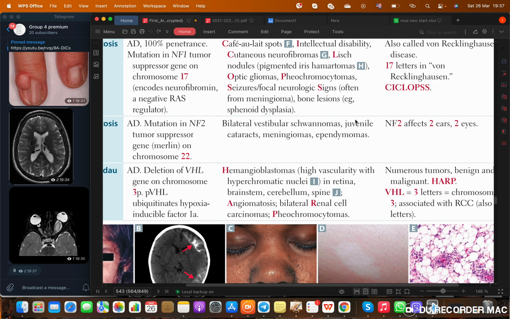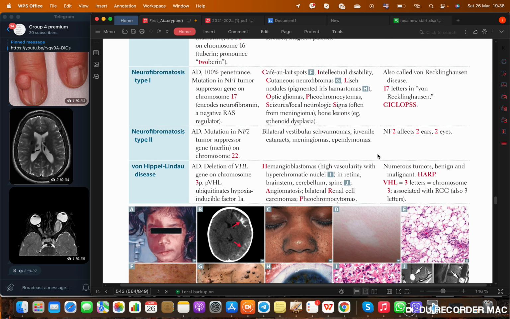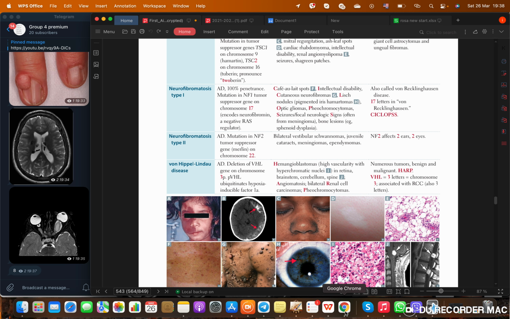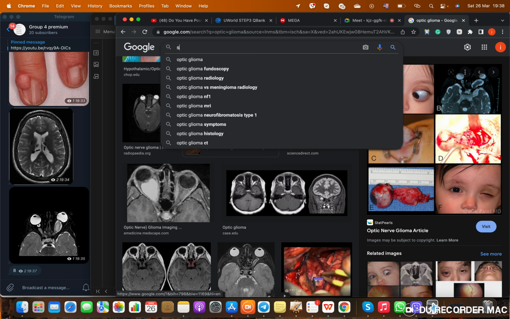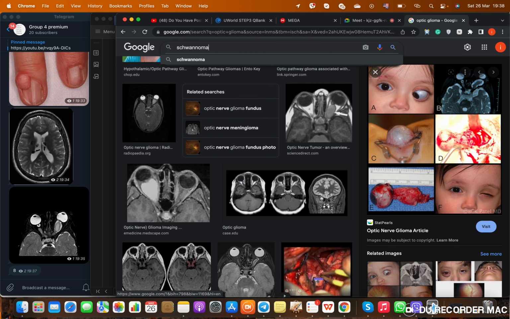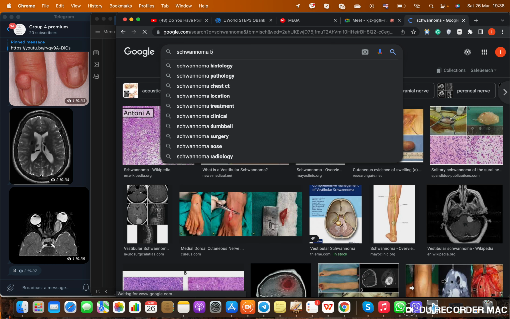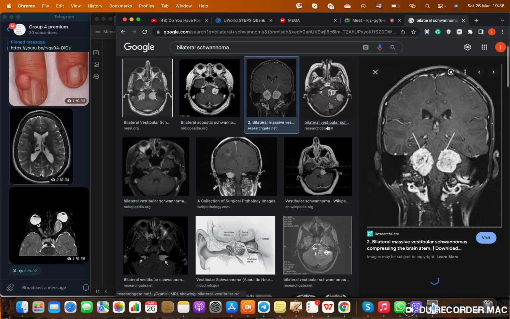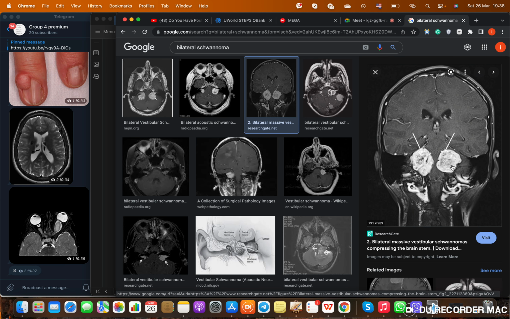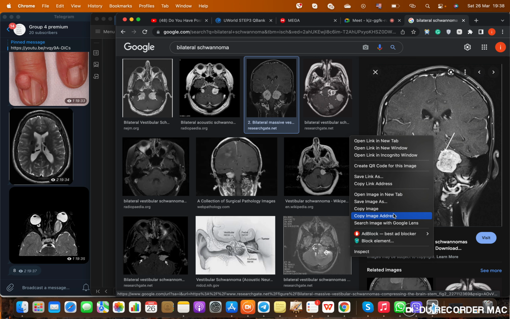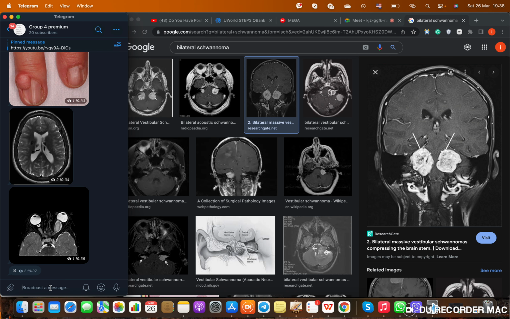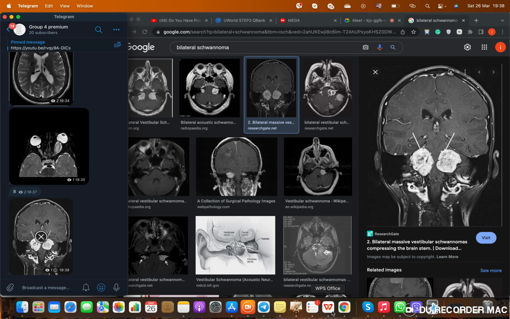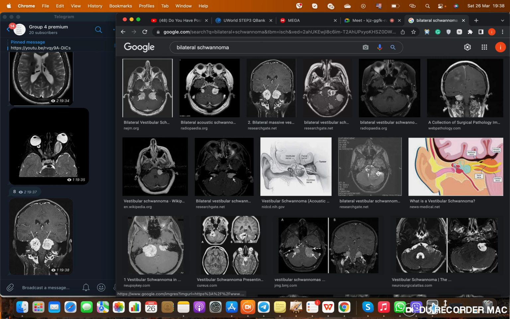So this patient will also have juvenile cataract, meningioma, and ependymoma. This is irrelevant, I just want you to see the schwannoma. So bilateral schwannomas, as you can see them, are originating from the bones where the nerve normally originates. Here you go.